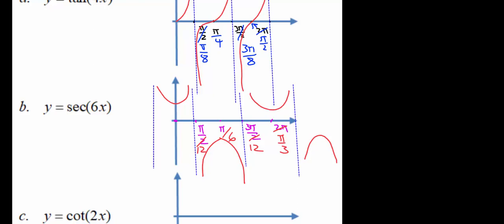The important thing is to remember that the asymptotes for tangent and secant occur at pi over 2's. And then you've got these transformations to worry with. But just get the basic shape first, and then go through and divide by 6.